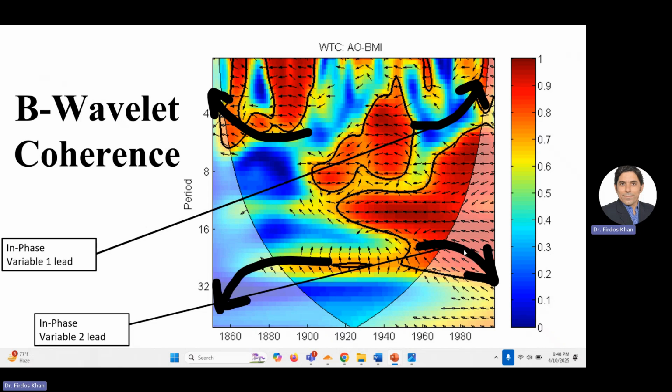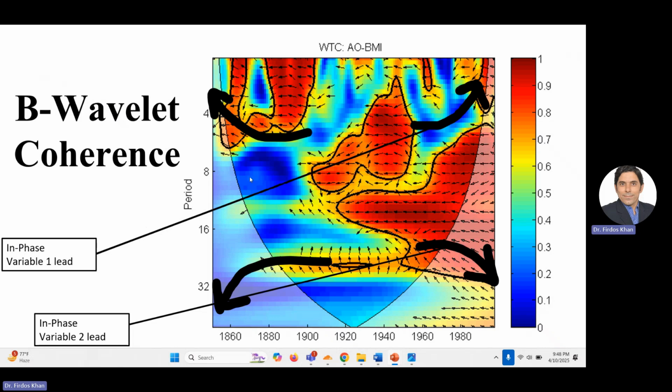But if the arrows are in the right downward direction, this means that the relationship is still in phase, but variable 2 leads. This means variable 2 influences the first variable, like in this case BMI influences AO. Maybe you are not interested in this, but you can explain it in this way.